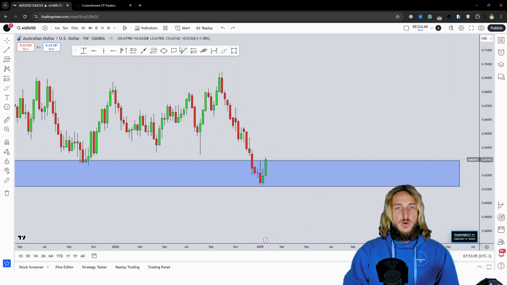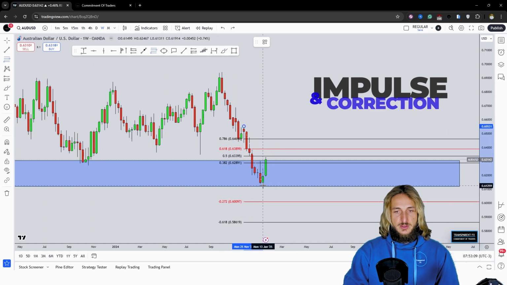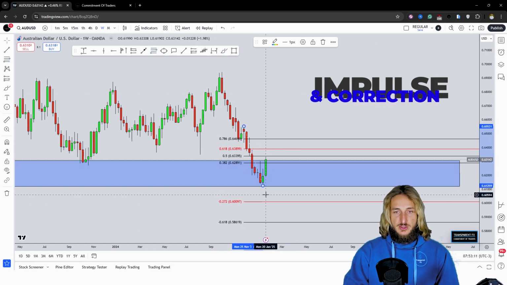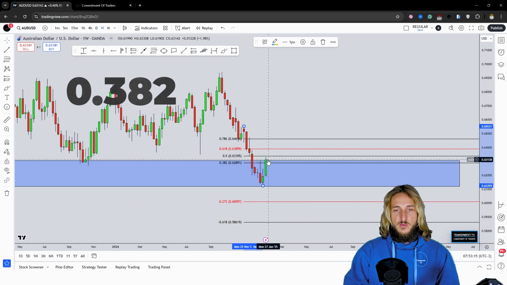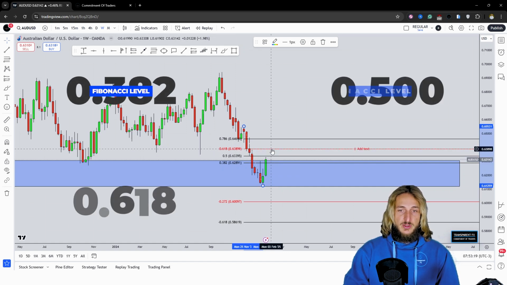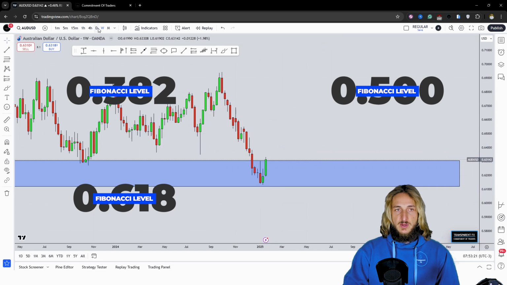Now, what we can notice is that as we have an impulse and correction, if we want to measure this correction, we have to take our Fibonacci from the high to the low of the impulse leg, and we can notice how already the 0.32 has been breached to the upside. The next few levels would be the 50% and 0.618.